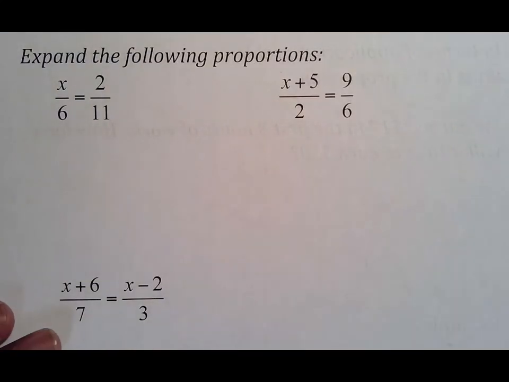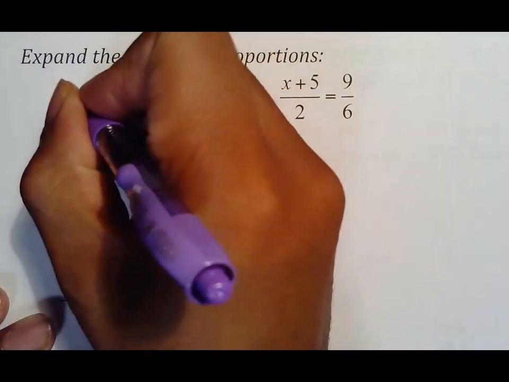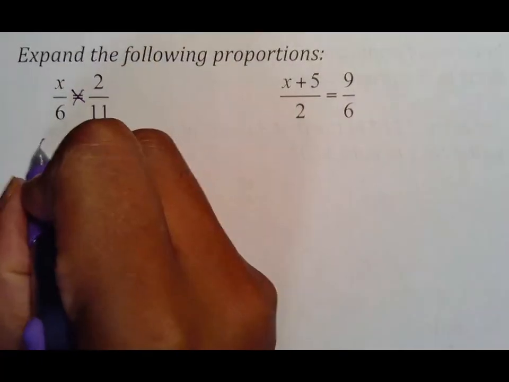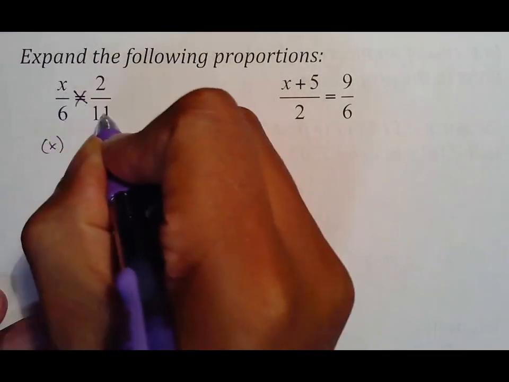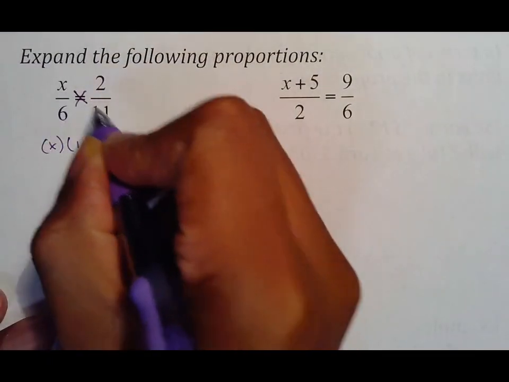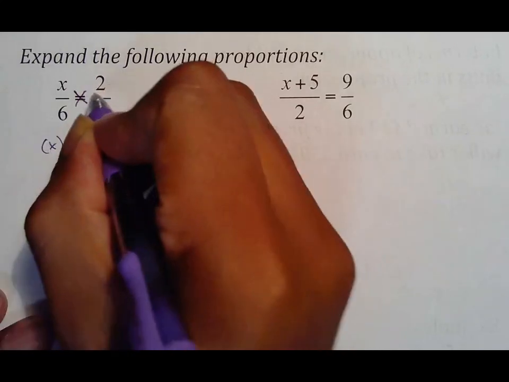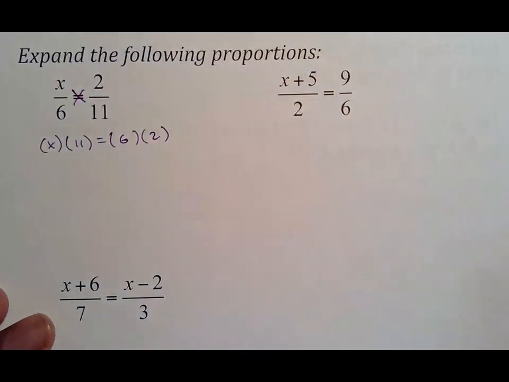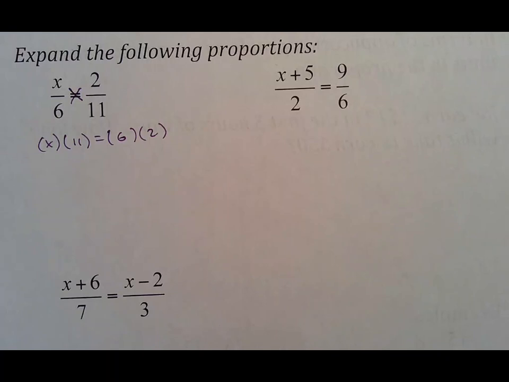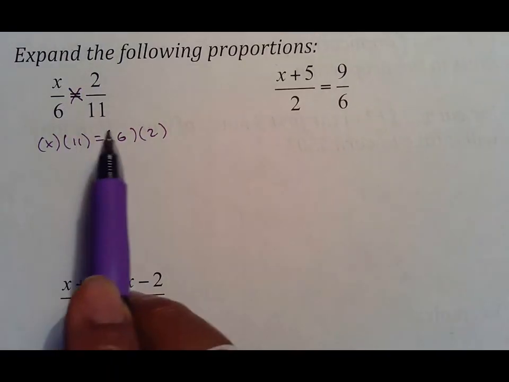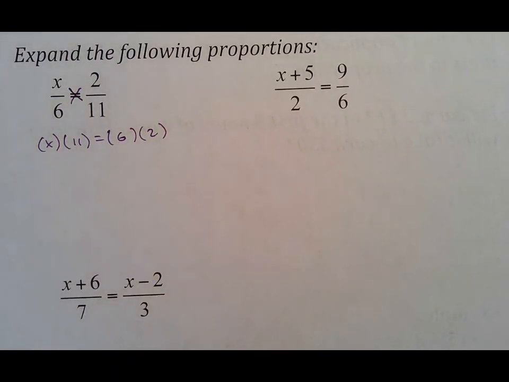Expand the following proportions. What you do to expand a proportion is you cross multiply. So you pretty much take this term times that term and set it equal to this term times that term. That's it. Hopefully you understand. That would be 11x, that would be 12, and you would answer from there.